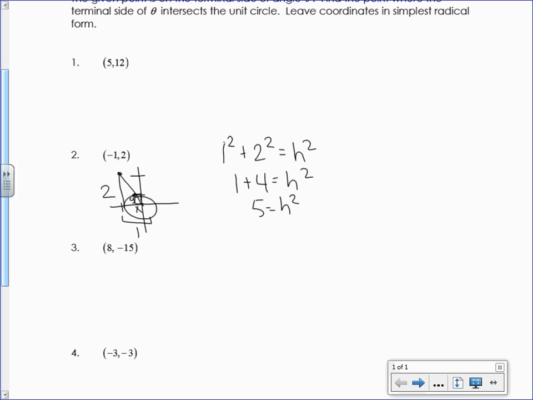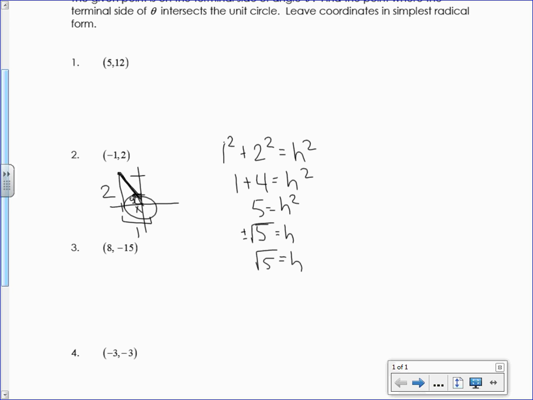So h, when you solve this, you should get plus or minus the square root of 5, but h is a length, and length can only be positive. So for this question, I only care about the positive square root. That's this big length right here.